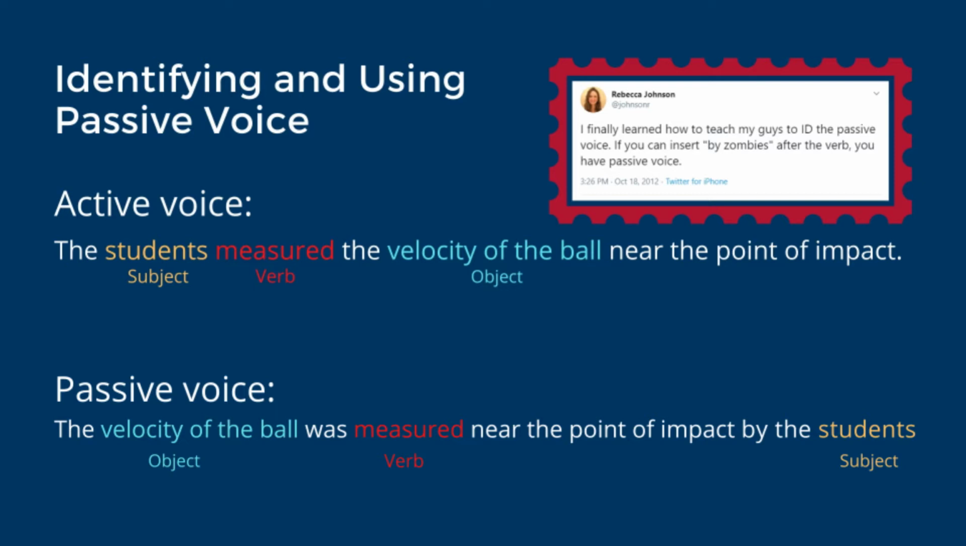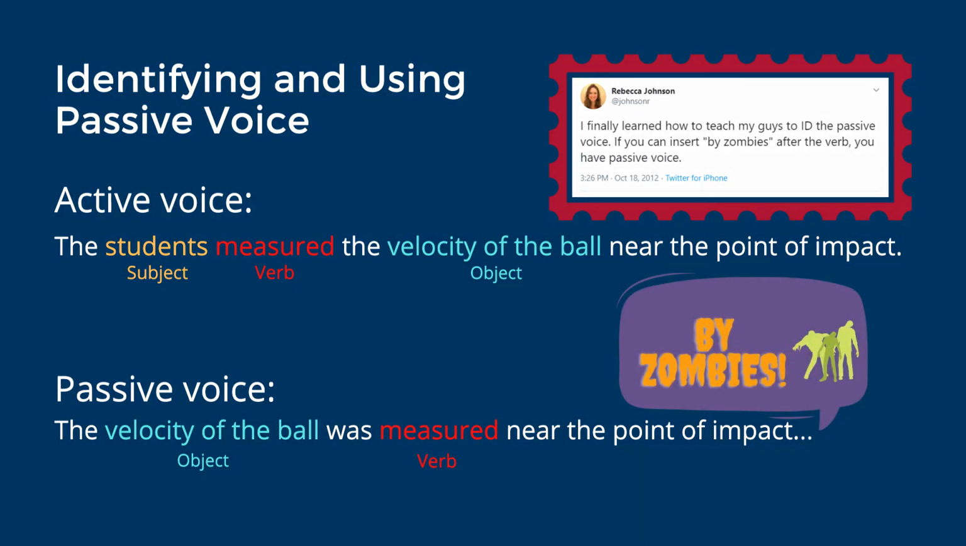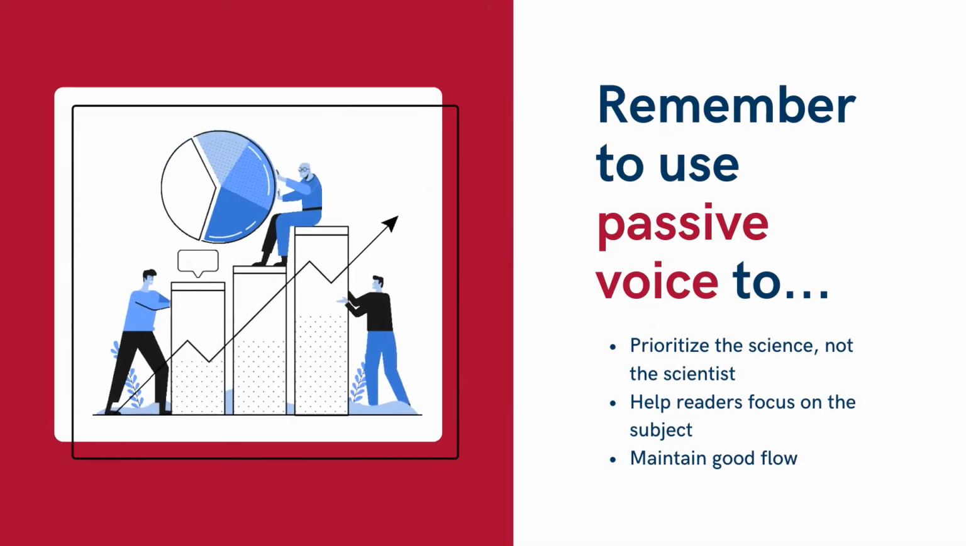However, it's much more fun if we replace our subjects with zombies and say, "The velocity of the ball was measured near the point of impact by zombies." As you likely noticed, the passive voice version of that sentence focuses the reader's attention on the measurement being taken rather than who took it. By keeping the reader's focus on the subject at hand using passive voice, you can maintain good flow in your scientific writing.